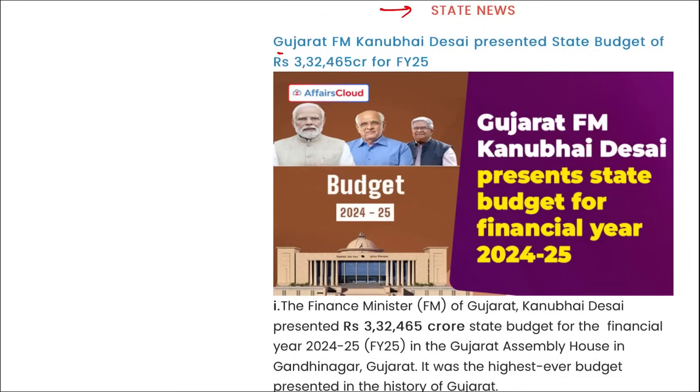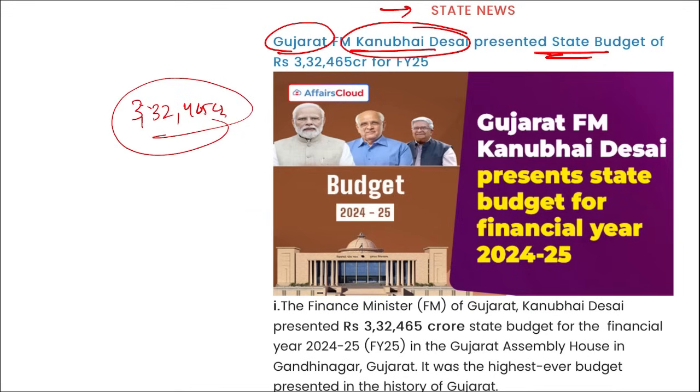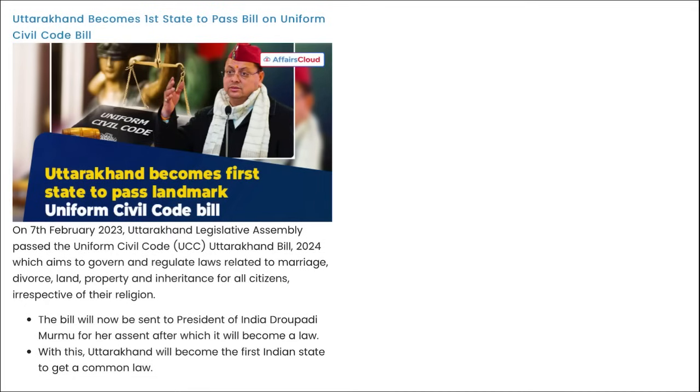Next is state news. Gujarat's Finance Minister Kanubhai Desai has presented the state budget for Gujarat worth 3,32,465 crore rupees for fiscal year 25. Take a note of this, it was the highest ever budget presented in the history of Gujarat. These are your important current affairs.